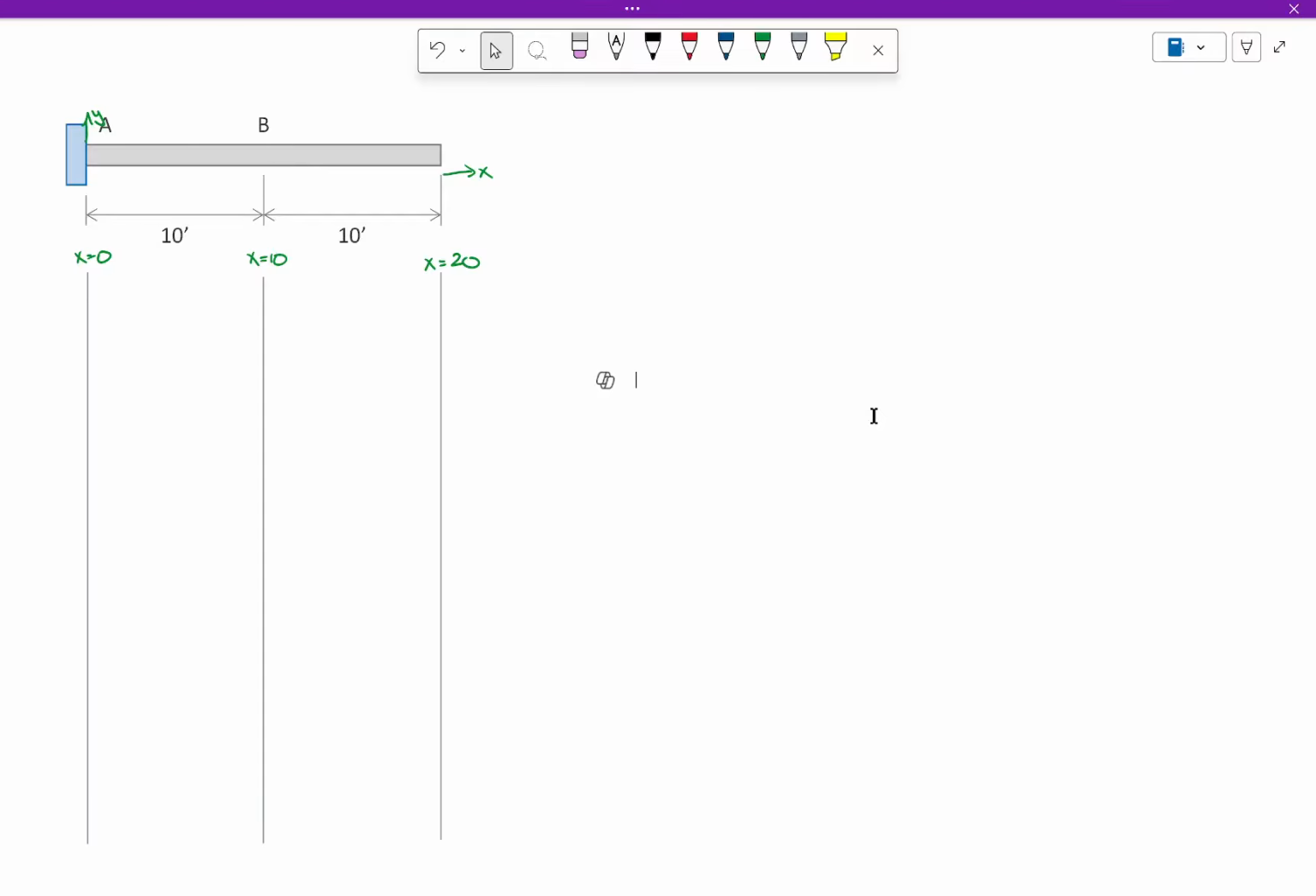All right. So now I want to do 2 more influence lines. I want to do an influence line for the shear at B and an influence line for the moment at B. Okay.